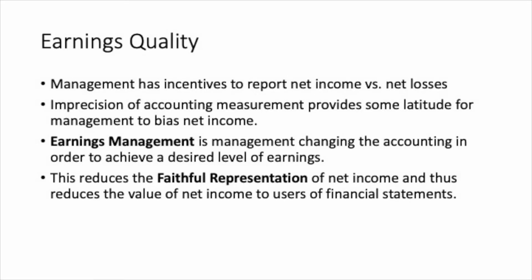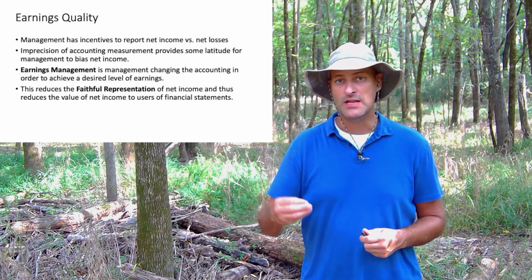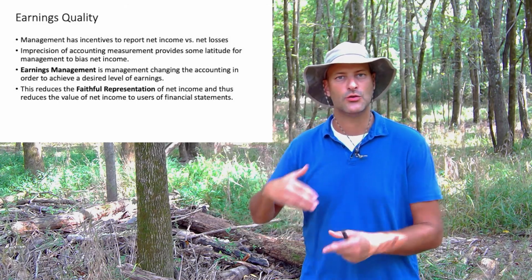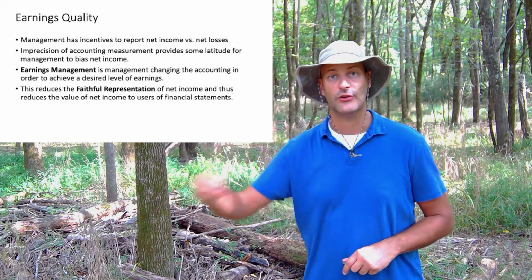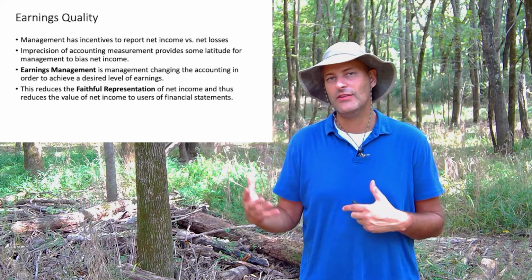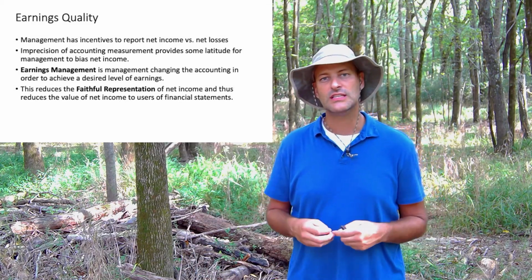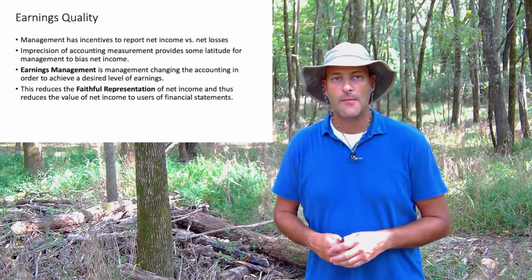So the imprecision of accounting measurement provides some latitude for management to introduce bias into net income. This is called earnings management. Earnings management is managers changing the accounting in order to achieve some desired level of earnings. What we've seen is some evidence, or what appears to be some evidence of this, and this reduces the faithful representation of income and thus reduces the value of net income to users of financial statements.